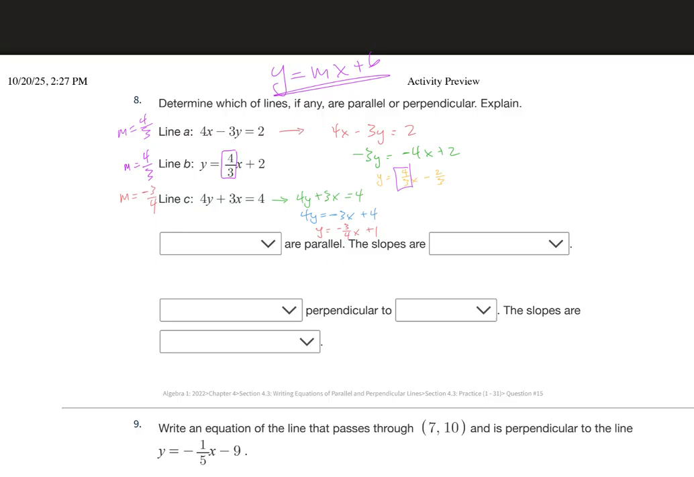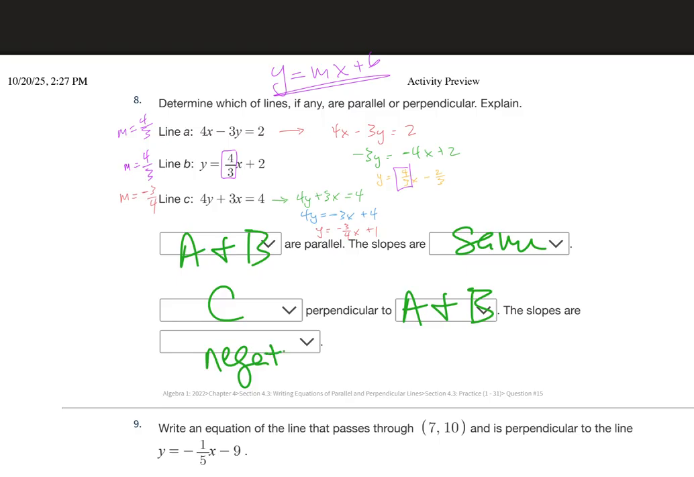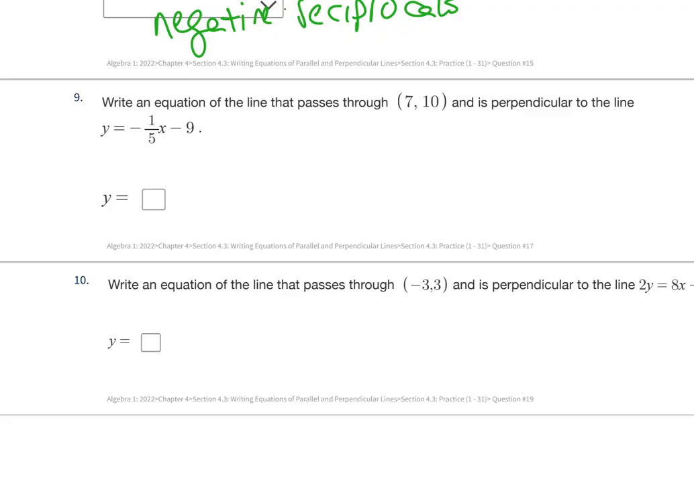So, anyway, the parallel lines are A and B because the slopes are the same. Let's see, line C is perpendicular to A and B because the slopes are negative reciprocals. Equation of a line that passes through that point and is perpendicular to this line, okay? Well, the slope of this one is negative 1/5, so the new slope is going to be positive 5.